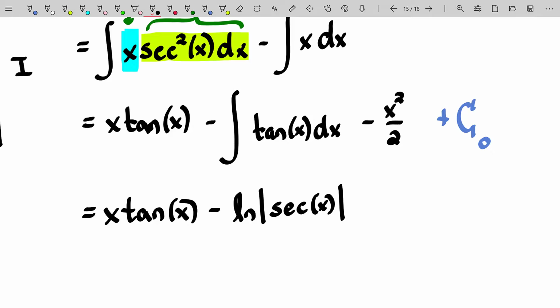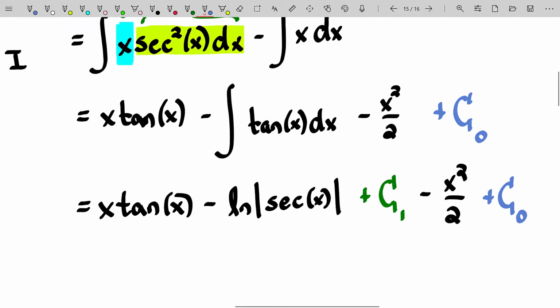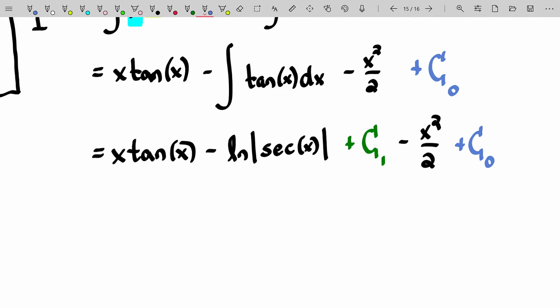Now, when you run that integral, it actually pops out a constant of integration. I'll call that c sub 1. And then we rewrite the rest of it there. Now I'm just going to do one last step. I'm going to combine those two constants into one constant called c.